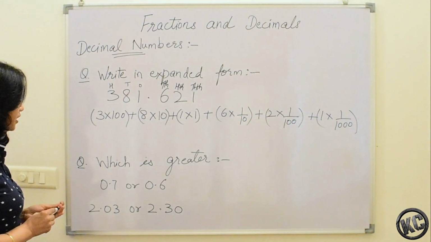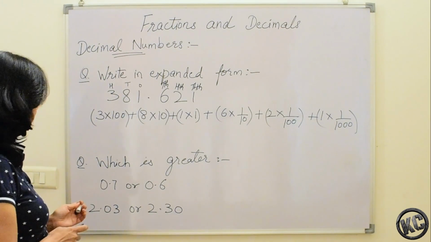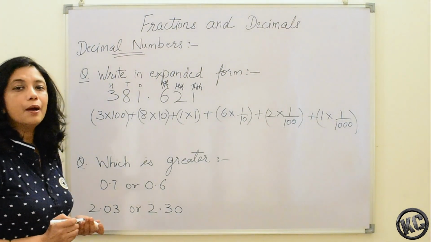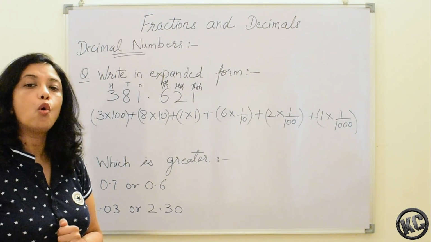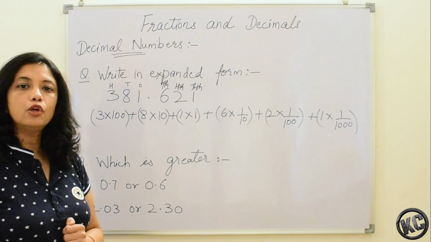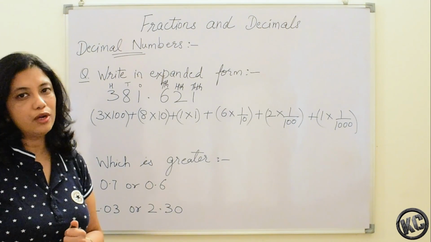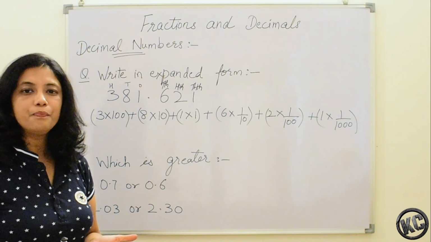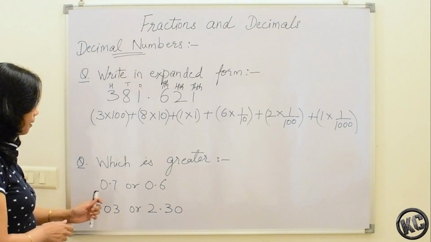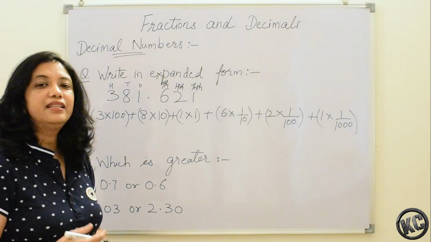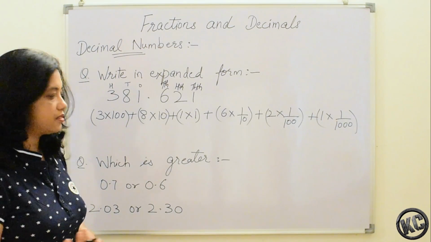Now we will see which number is greater. See, whenever we compare decimal numbers, first of all we will compare the whole number part. We compare the whole number part as we compare whole numbers. The one which is bigger, the decimal number will be bigger. And after that we will compare the tenths, then hundredths, then thousandths.